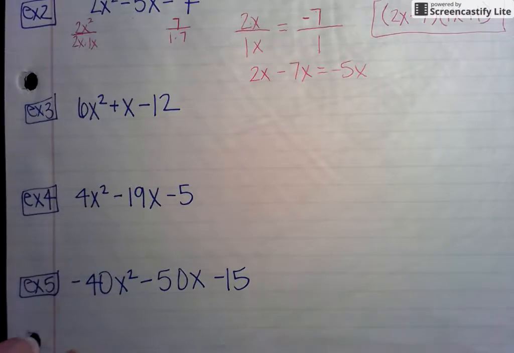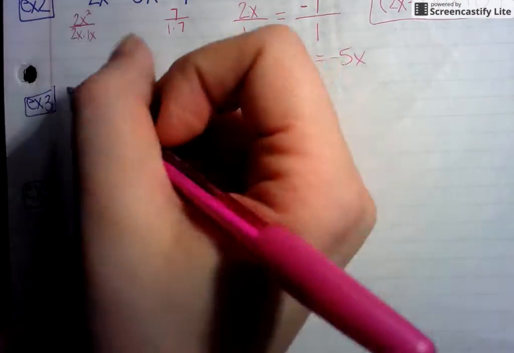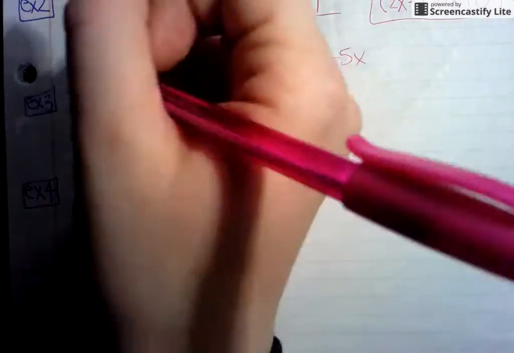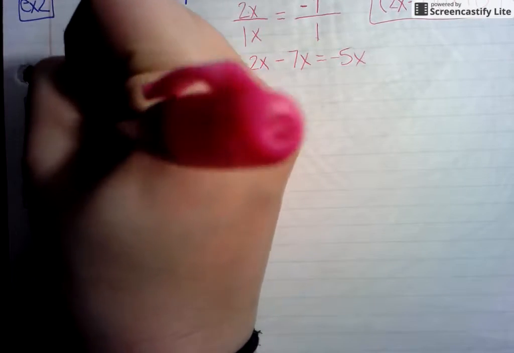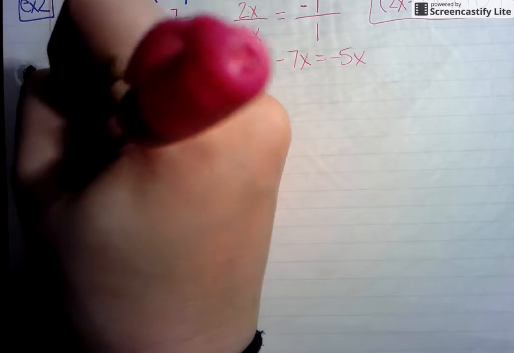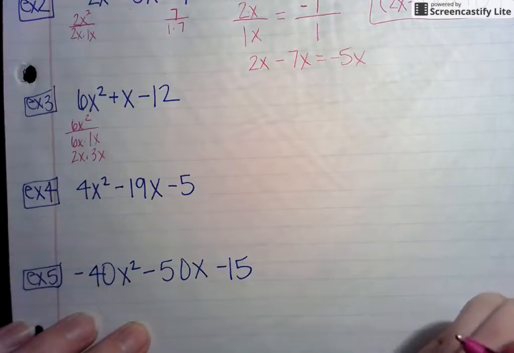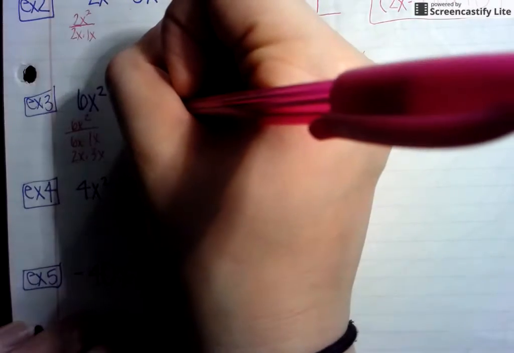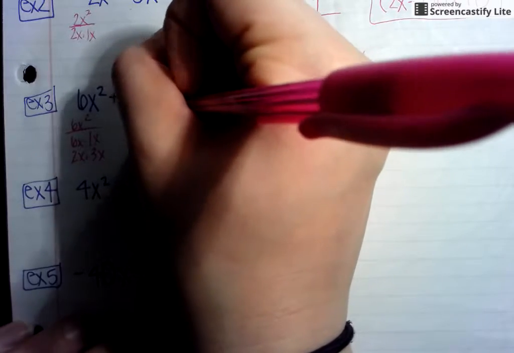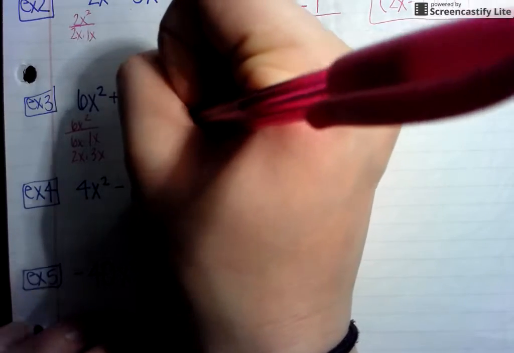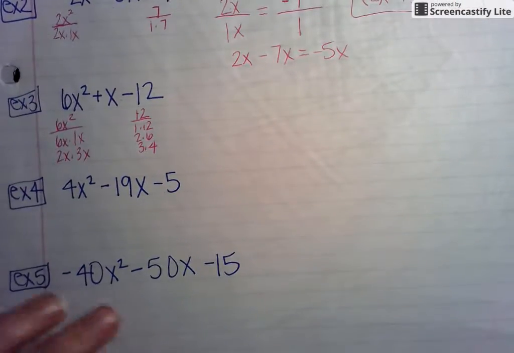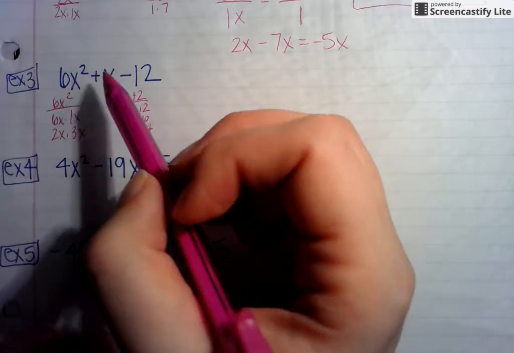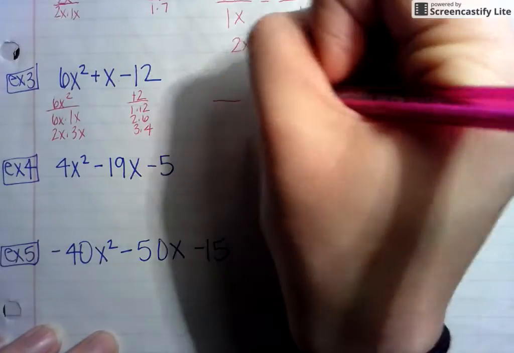Now example 3. I can't factor out a GCF, so I find my factors of 6x squared, which would be 6x times 1x and 2x times 3x. And for 12, I have 1 and 12, 2 and 6, and 3 and 4. So this one has a lot more factors. What I'm trying to find is this positive 1 here.